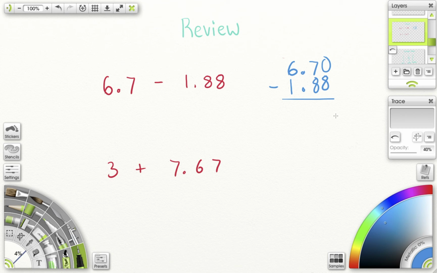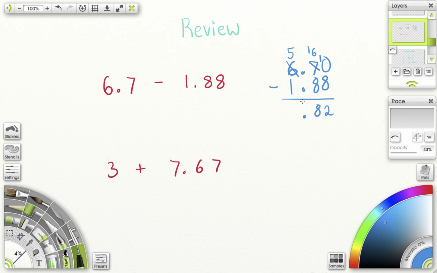All right, so now I have my decimals lined up. What I can do is I put my decimal down here ahead of time so it's out of the way and I don't have to worry about it. Now I can solve this problem. So 0 minus 8, I can't do that, so I have to borrow from my 7. This becomes a 6, this becomes a 10. So now I have 10 minus 8, that equals 2. Now I have 6 minus 8, I can't do that, so I have to borrow from my number here. This becomes a 5, this becomes 16. 16 minus 8 equals 8.